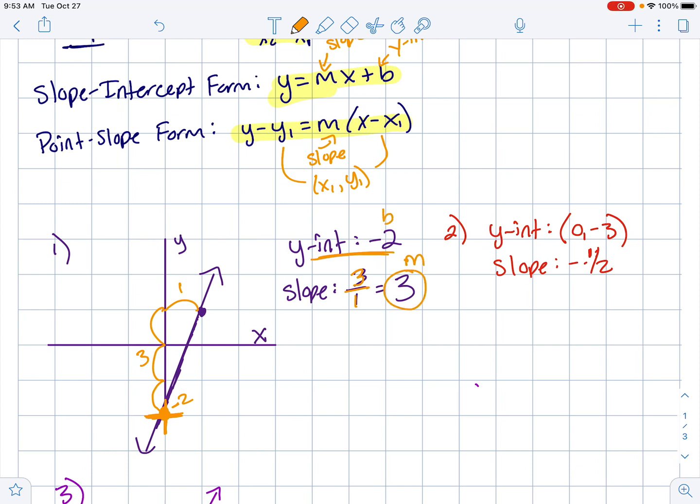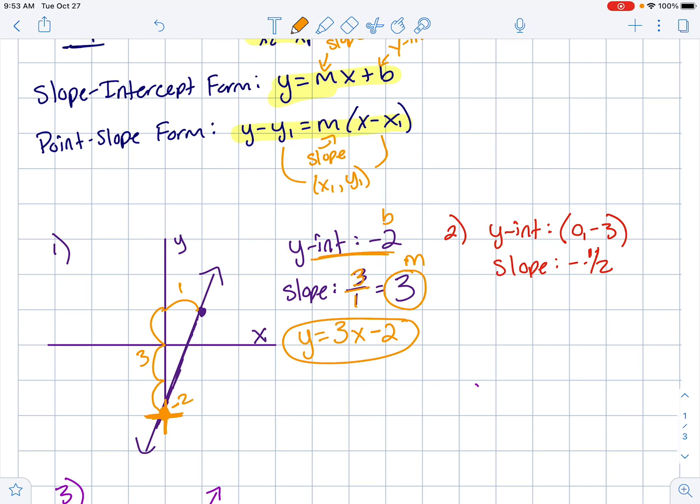My y-intercept, remember, is your b. So we then just have to plug it in to our slope-intercept form. My m gets replaced with a 3. My b gets replaced with a -2. There's your equation. Okay? Sometimes you're not going to be given a graph, you're going to be given the point.